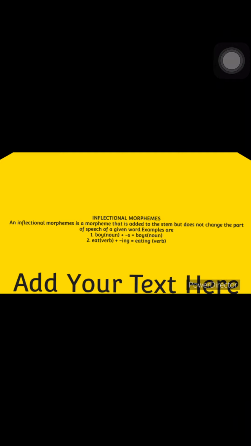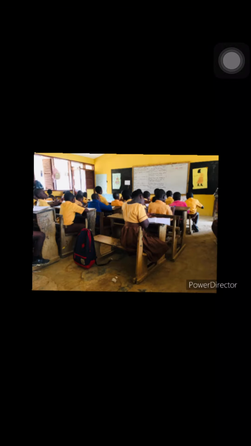An example is boy. Boy is a noun, plus s, thus it will be boys. And boys too is a noun. Adding s to boy to become boys, they are all nouns. And eat is a verb. Adding ing will be eating. Eating too is a verb.